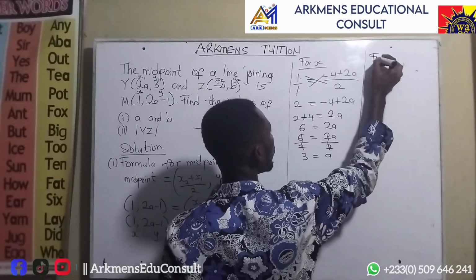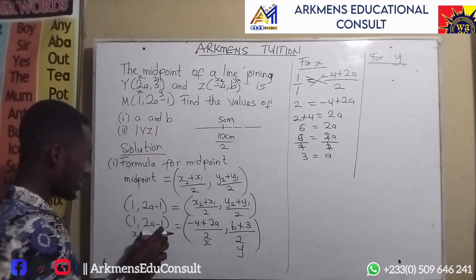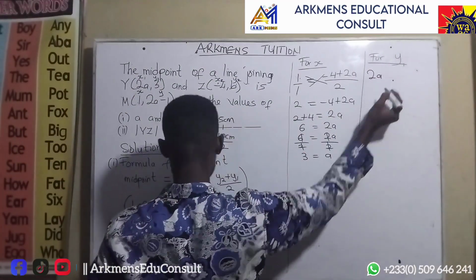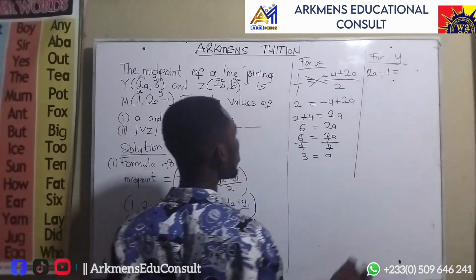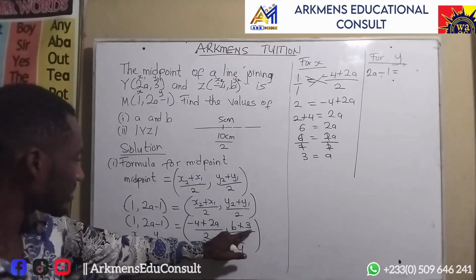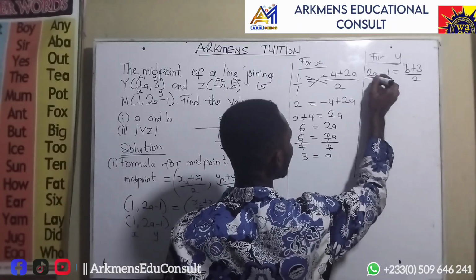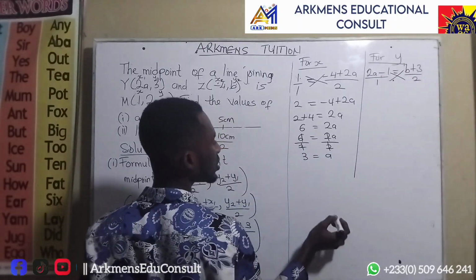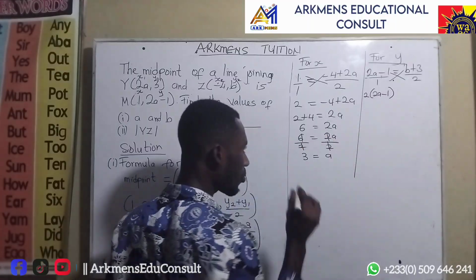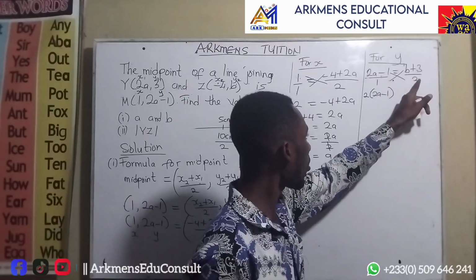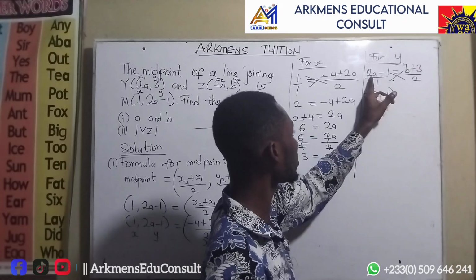Now let's see for y. The same thing we are going to do. This is the y value of the midpoint, 2a - 1, equal to the y values over here, (b + 3) over 2. As I told you, whenever I have it like this, it's over 1, so I can do my cross multiplication. These 2 are going to multiply this: 2 into bracket (2a - 1). Always take note that this 2 will multiply both terms, that's why I put it in brackets. Most of you will just take the 2 and multiply only the 2a, making it 4a minus 1.